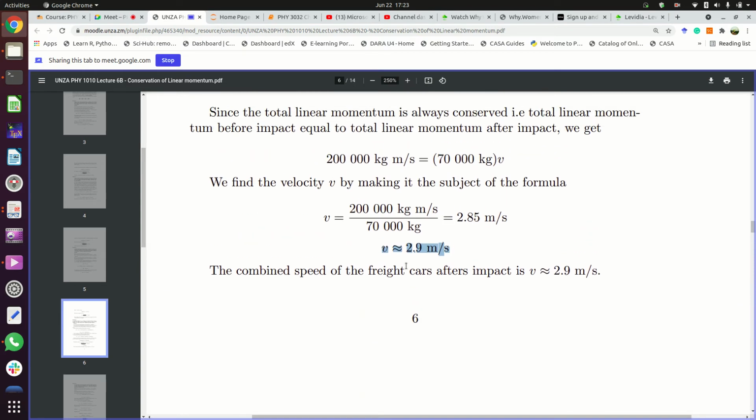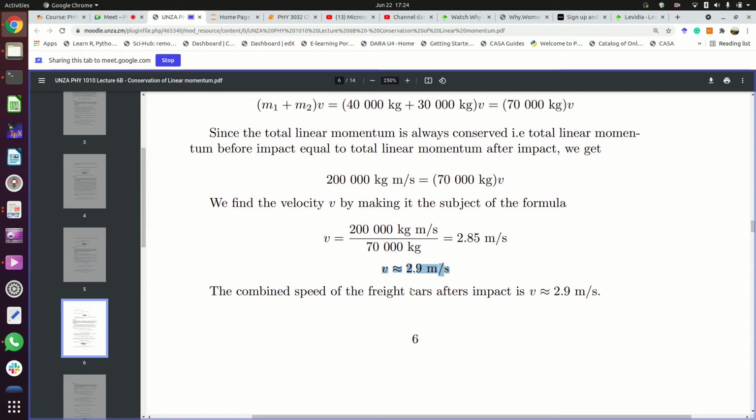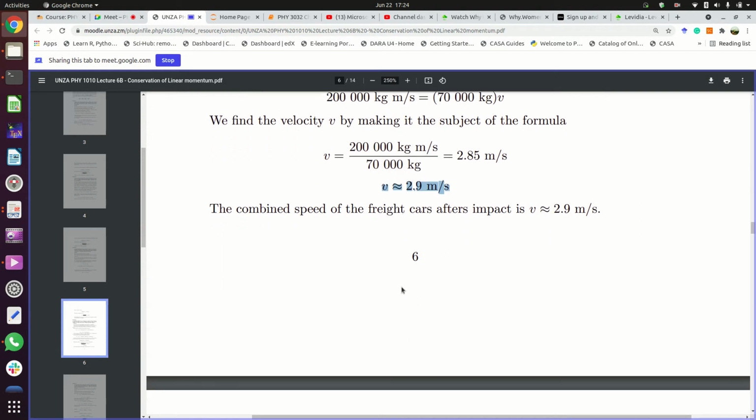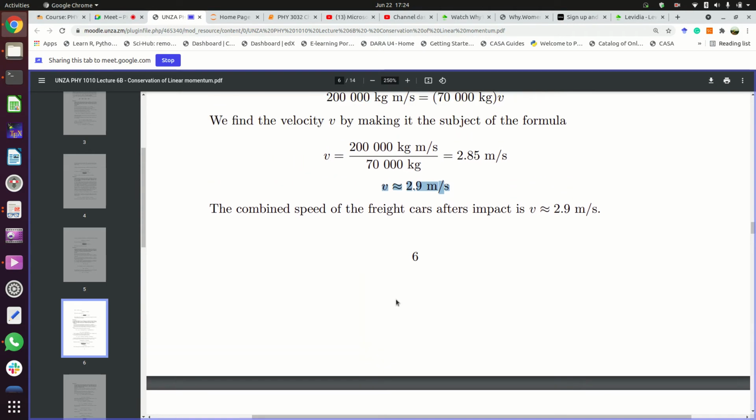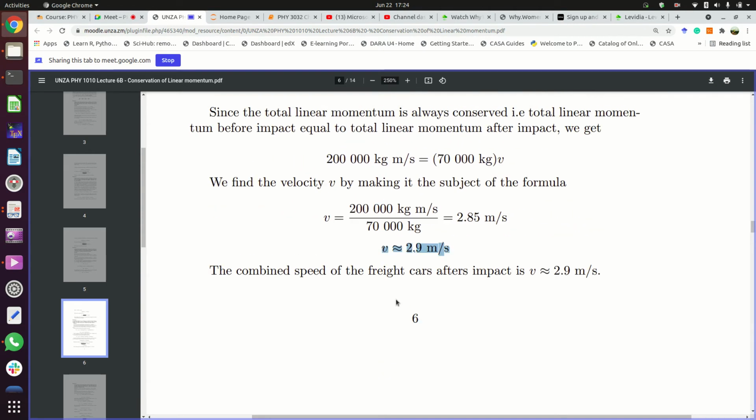Is that clear to everyone? Yes? Do the rules of significant figures and decimal places not matter in physics? They do, but I don't really think it's very important. Okay. Any other question? Okay.